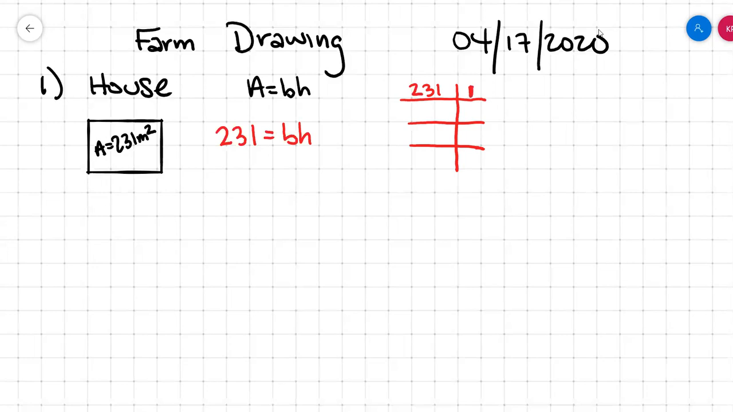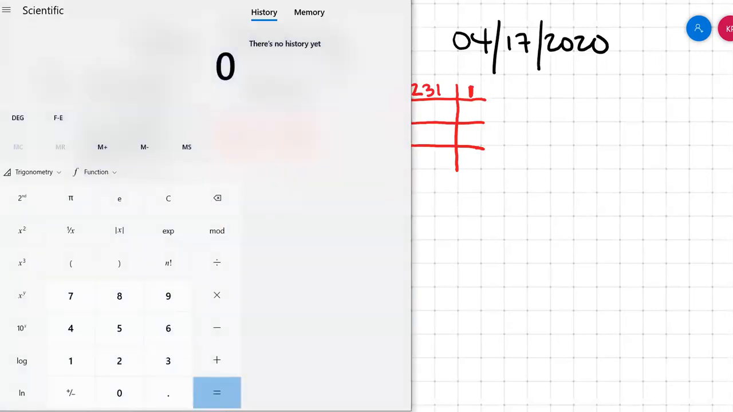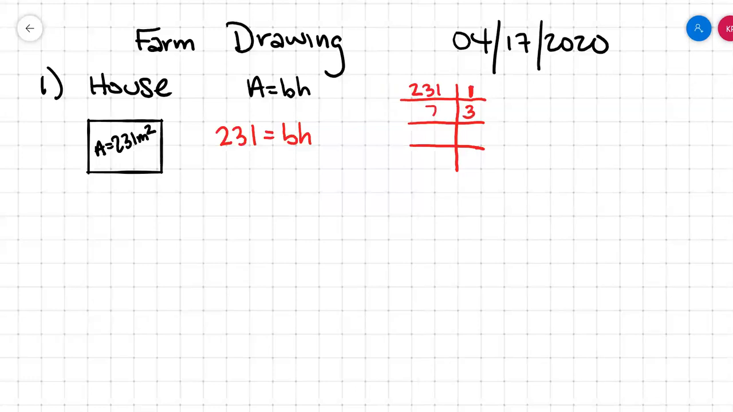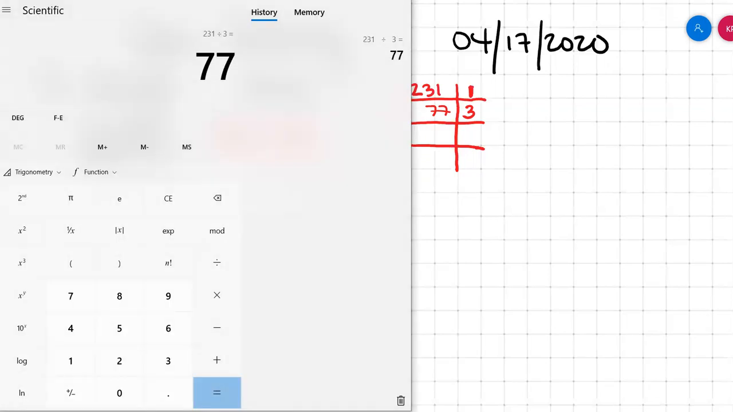Okay, so 231 and 1. Then we can come over to our calculator and go 231 divided by, so it's not an even number, so 2 doesn't go into it, so let's try 3. 3 goes into it, so 3 and 77. Okay, let's keep going, because that's going to make a really long and skinny house if we use those numbers.